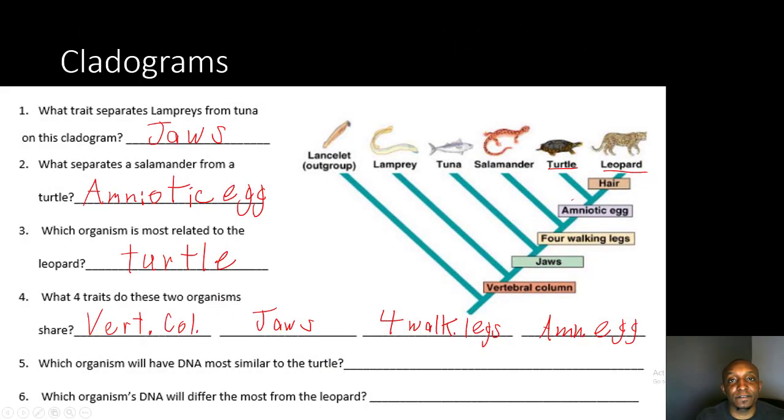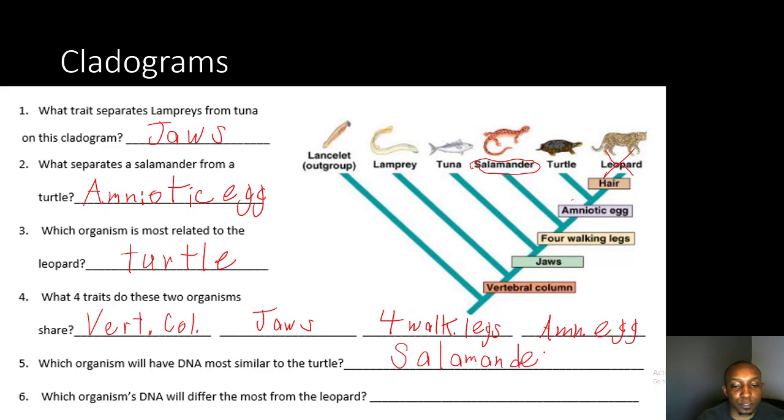And then with number 5, which organism will have DNA most similar to the turtle? So if we look, the turtle has vertebral column, jaws, 4 walking legs, and amniotic egg, but it does not have hair, so it won't be as similar to the leopard, but it would actually be most similar to the salamander, because both of them have their vertebral column, jaws, 4 walking legs. The biggest difference between the 2 is the amniotic egg. So it would be most similar to the salamander.